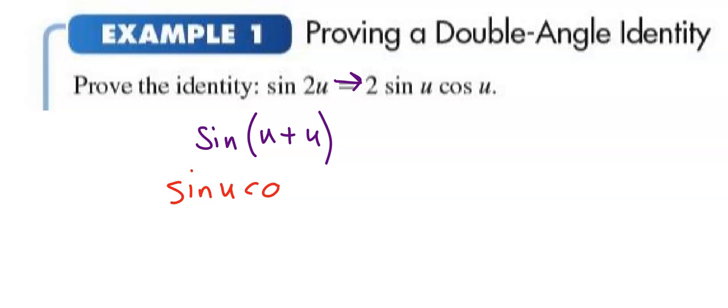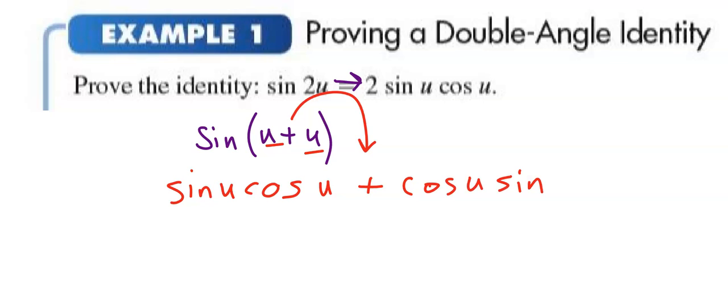Sine u, cosine v. Now, why did I say v? Because it's the second one, right? We usually call the first one u and the second one v. Doesn't really matter because they're both the same in this case. What do you think about the sign? Should it be a plus or a minus? Plus, because sine keeps the same sign. And then cosine of the first, sine of the second.